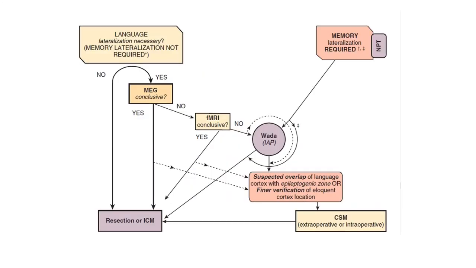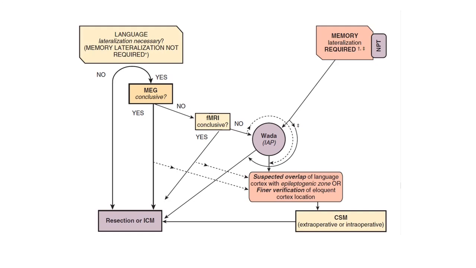This figure is a MEG-based algorithm for pre-surgical determination of the lateralization of language functions. If language lateralization is necessary, but memory lateralization is not, then MEG could give you a conclusive result and you could go straight on to your resection or your intracranial monitoring, ICM. If MEG is not conclusive, then you could go for an fMRI. If your fMRI is conclusive for language lateralization, you could go straight to resection or ICM. If the fMRI is not conclusive, or if you need memory lateralization, then a WADA would be required.